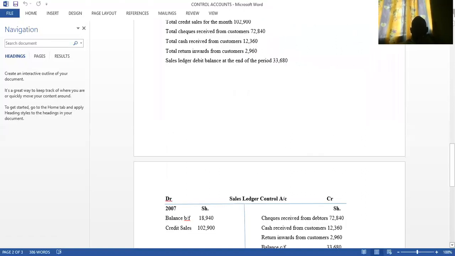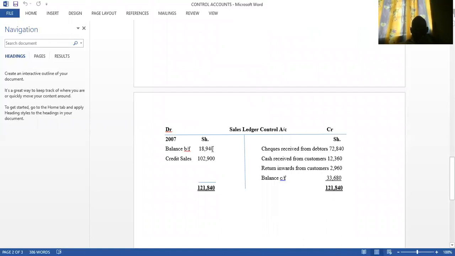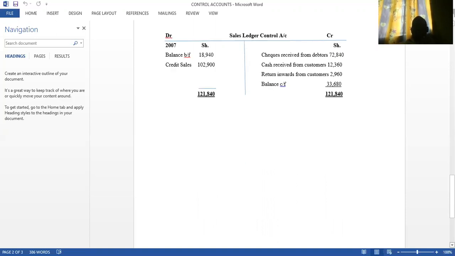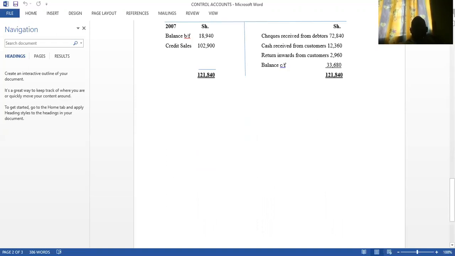Once you have that question, you can come here. The opening balance, we said, is going to appear here because it is a debtors balance, and debtors normally have a debit balance. The item that increases, in this case the credit sales, is captured here. Here we have the items that reduce: the checks received from debtors, cash received from customers, and return inwards. All of them are captured here. Then we put the closing balance as indicated. You then get that the totals of the two sides are the same, and we can say that you have controlled that particular account. That is basically how the sales ledger control account works.